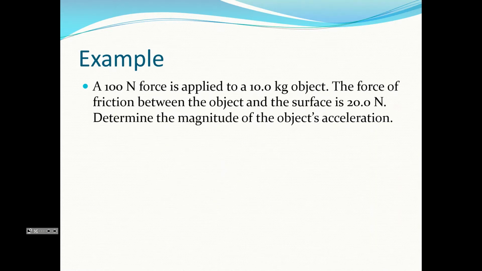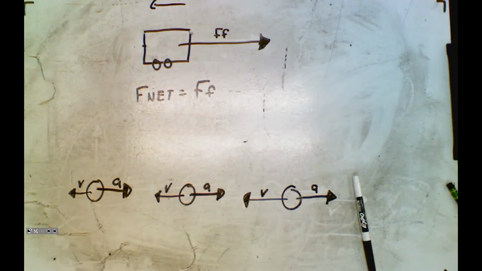So this is more of an example that you'll see. We have a 100 Newton force applied to a 10 kilogram object. The force of friction between the object and the surface is 20 newtons. Determine the magnitude of the object's acceleration. So in doing questions like this, where they're talking about multiple forces acting on something, it's really important that you start with a free body diagram. And that's what we're going to do. We're going to draw a free body diagram for this situation.